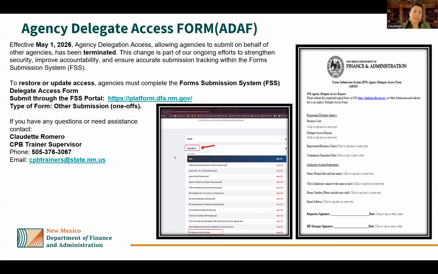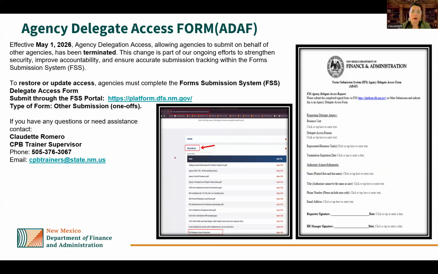I check FSS daily, and we will be reviewing and approving these forms and granting the appropriate access on these forms. We will be reviewing these periodically, and the reason that we're doing this is because we need to have verification in case we get a SOC audit.